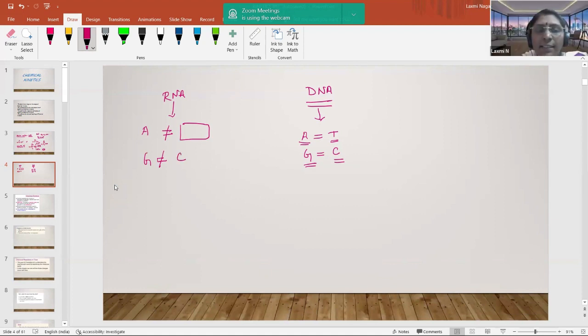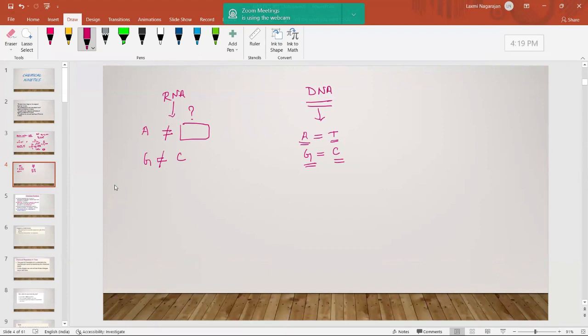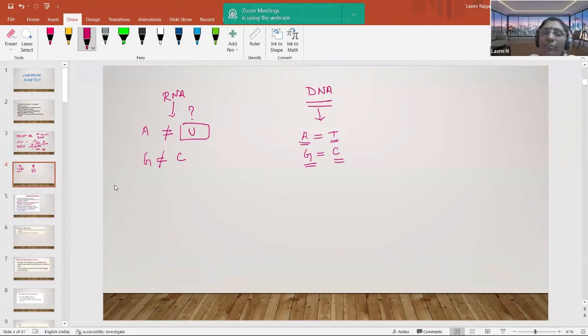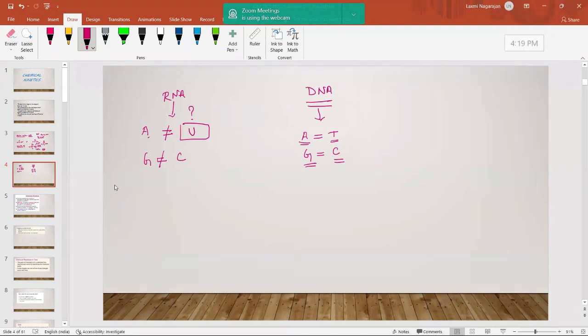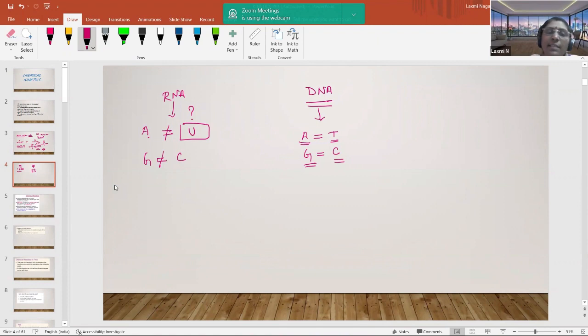What can I write here? What would be the most accurate thing to write here? Uracil. So the number of adenines are no longer equal to the number of uracils. What does it suggest about the structure of RNA and DNA?